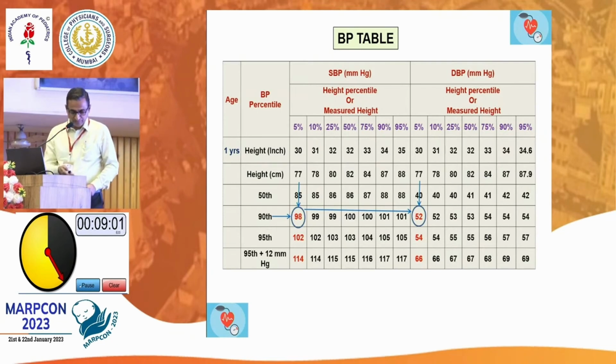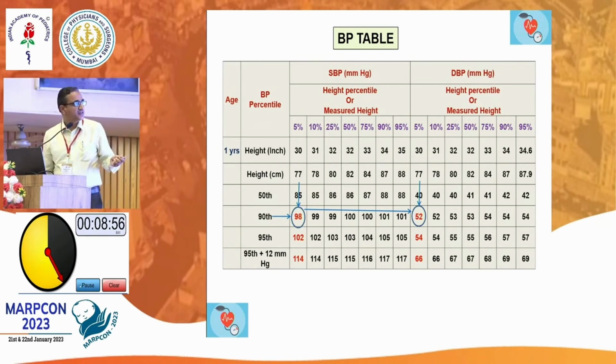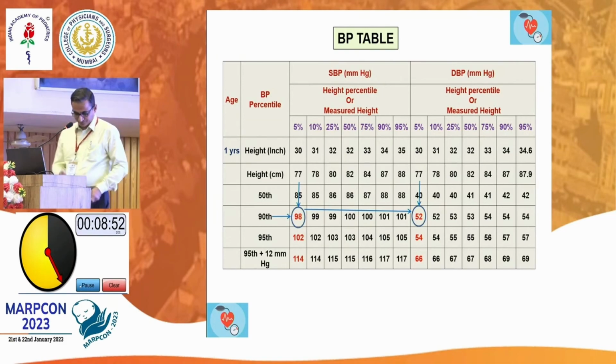So this is all about the BP table. But if anyone thinks that this chart is very difficult, cumbersome, and in a busy OPD it is very difficult to use, then what is the answer?